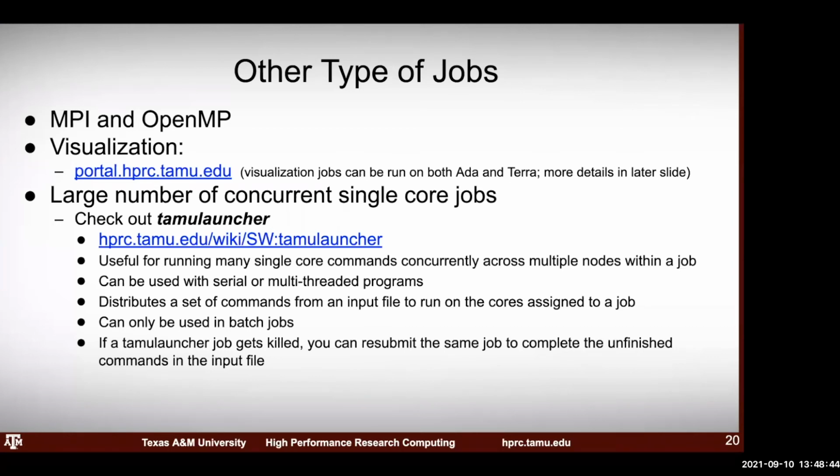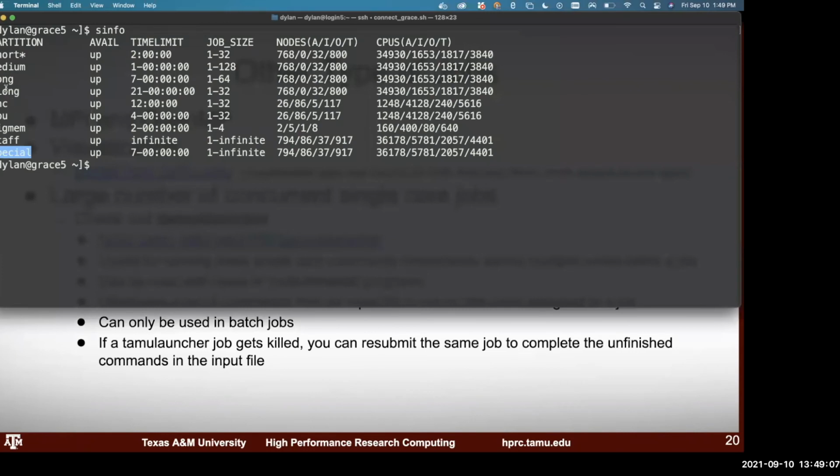Visualization, these are the GUI jobs. Visualization jobs can be run on both Grace and Terra. More details on that: that is the portal. If you go to the portal, I think Fee put that link there at the very start, portal.hprc.tamu.edu, you can launch interactive jobs. Those jobs run in the VNC queue. If you remember in sinfo, there's this VNC queue somewhere right here. These are actually for the portal.